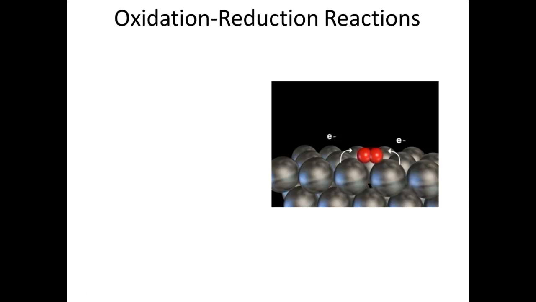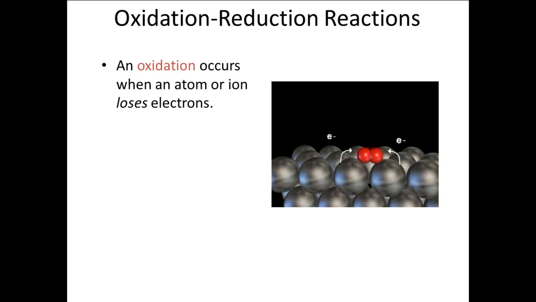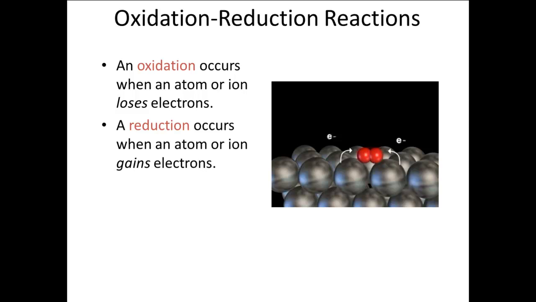Oxidation-reduction reactions. The next two types of reactions are oxidation-reduction reactions. Oxidation is the loss of electrons. Reduction is the gain of electrons.